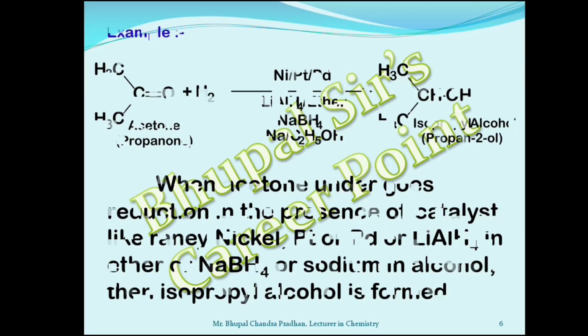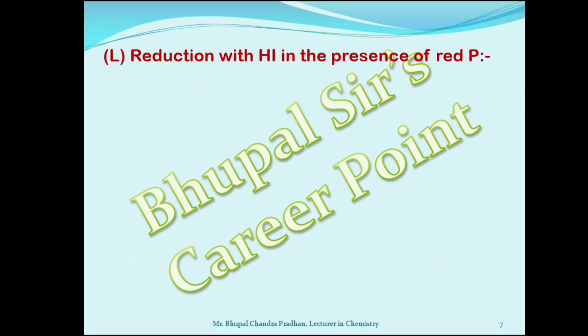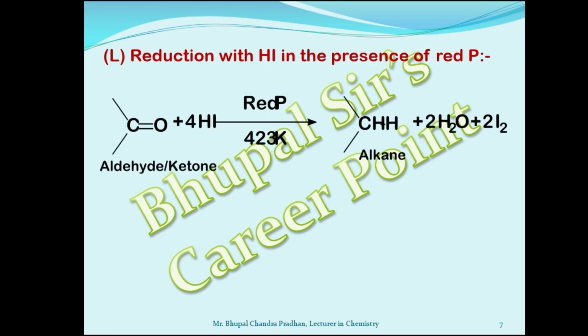Now let us come to reduction with HI in the presence of red phosphorus. How does aldehyde or ketone undergo reduction with HI in the presence of red phosphorus at about 423 Kelvin temperature? Then it will give us the corresponding alkane. Four hydrogen atoms are added to the carbonyl group, 2 hydrogen atoms to carbonyl carbon, and 2 hydrogen atoms to carbonyl oxygen, as a result of which one water molecule is formed.